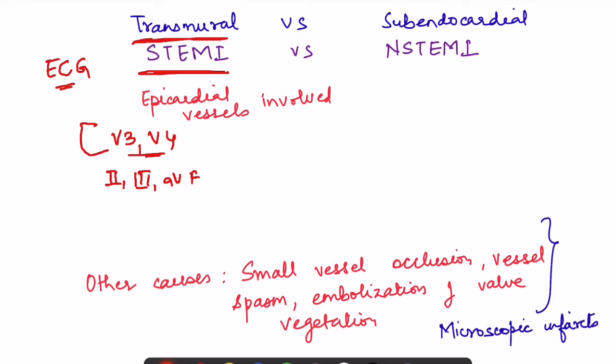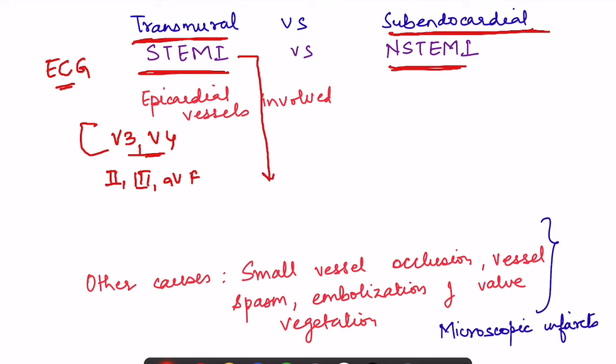Then we have the non-ST segment elevation MI. This occurs in case of subendocardial infarct, that is, the full thickness of the wall is not involved, only the subendocardium is infarcting. So we see non-ST segment elevation MI. And we have seen the various causes before.